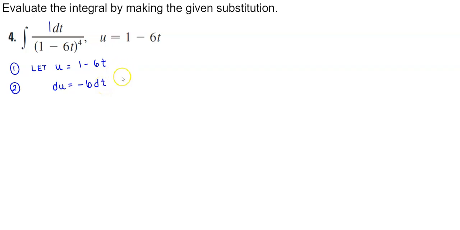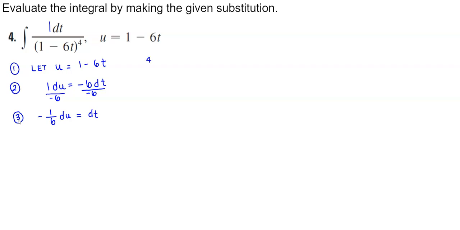Okay, so if you take a look up here, the only thing that we can actually substitute other than what u is, is the dt. And we have dt here. So we have to figure out what we need to do with this negative 6. So we're going to have to divide both sides. So keep in mind that there's a 1 here, and then we're going to divide both sides by negative 6. And so therefore, we have negative 1/6 du, which is equal to dt.